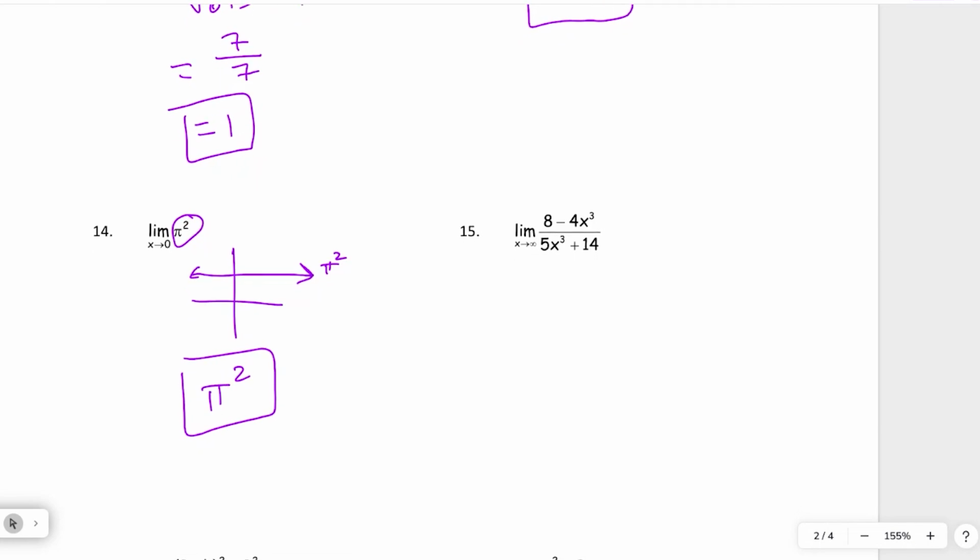15, another rational function and a limit at infinity. So we're thinking about those horizontal asymptotes, and this one has a horizontal asymptote at -4/5 because those cubic terms are the fastest growing terms, and we see one in the numerator and the denominator. So this is just going to equal -4/5.